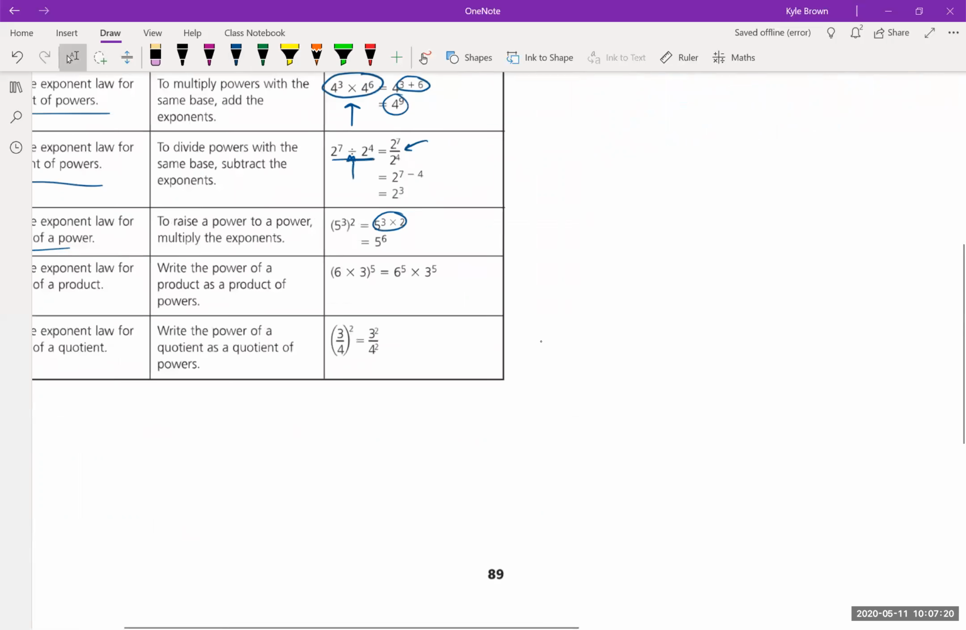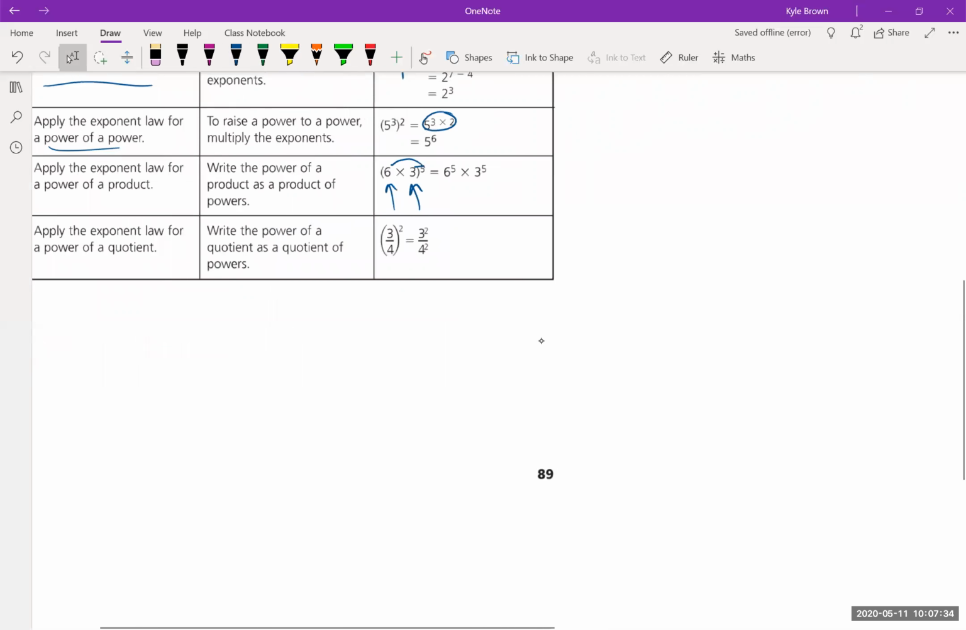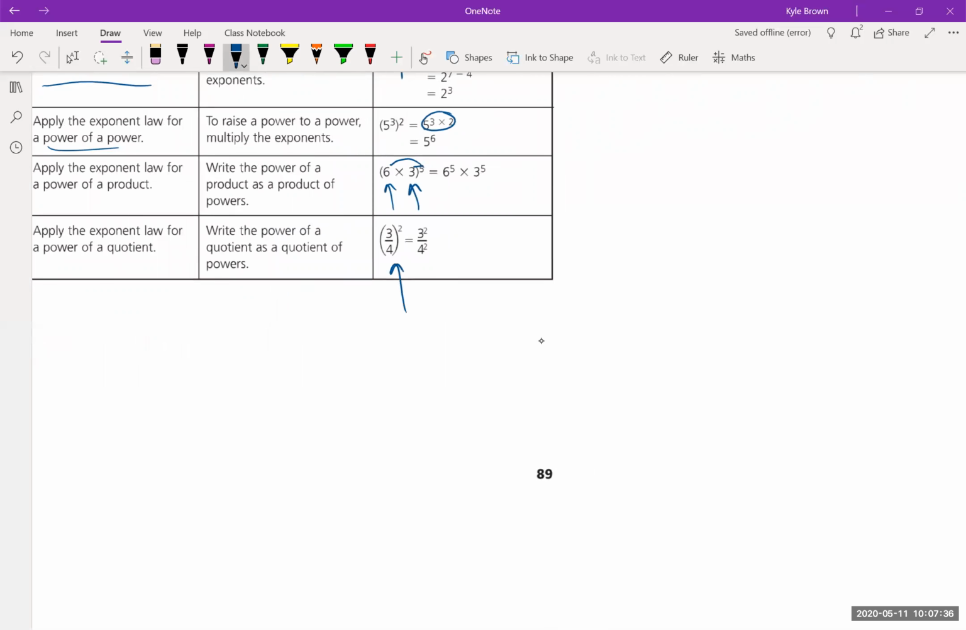And then the other one was that you can rewrite, if you've got anything like 6 times 3 to the power of 5, then you can think about that 5 as being applied to both of those things. So you can distribute that power on there. And then the other one that we do quite often, if you've got something like 5 over 2 to the power of 2, same thing. You can just apply it to both of those. That'd be the same thing as 5 over 2 over 2 over 2.